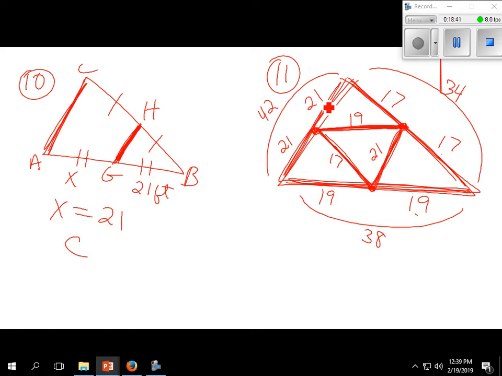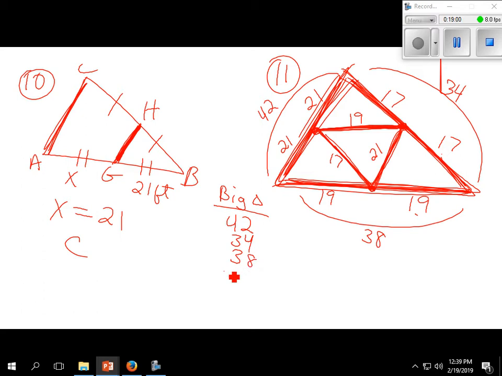We want to find the fence around the big triangle. So that's the first thing I'm going to do, and I'll just write big triangle here. We're going to add up this side, which is 42, this side, which is 34, and this side, which is 38. We're going to add all those up. That's 114. So that's how much fence it's going to take to go around the big triangle.